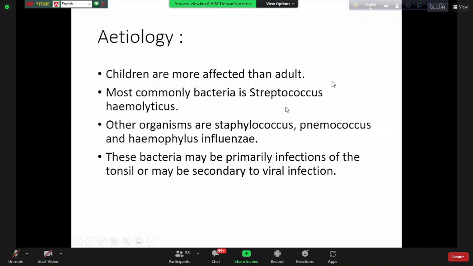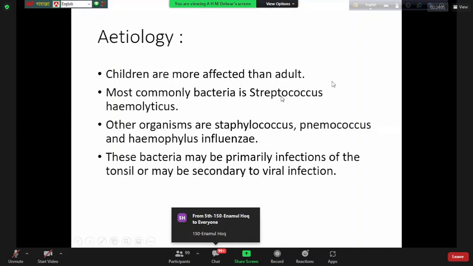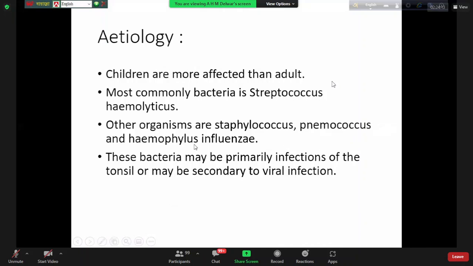It is an important question in Viva, the examiner asks, what is the common bacteria? So you should answer. This is basic. You should have to answer this one: group A beta hemolytic Streptococcus. Other organisms are Staphylococcus aureus, pneumococcus, and Haemophilus influenzae. So you know the bacteriology of the tonsil.